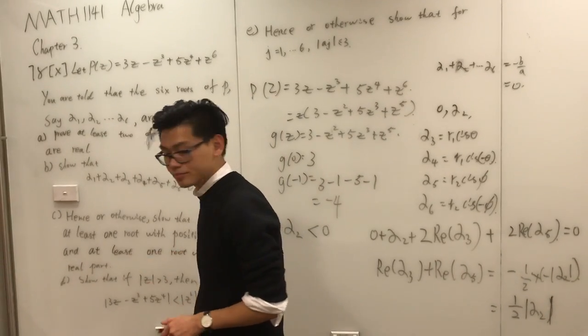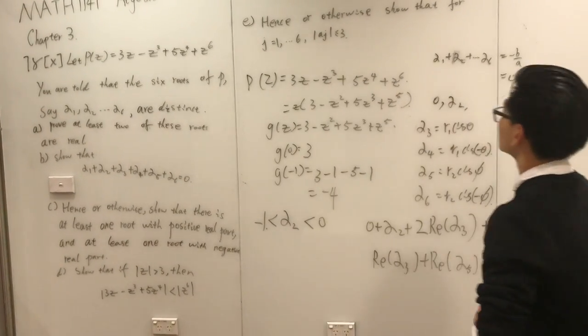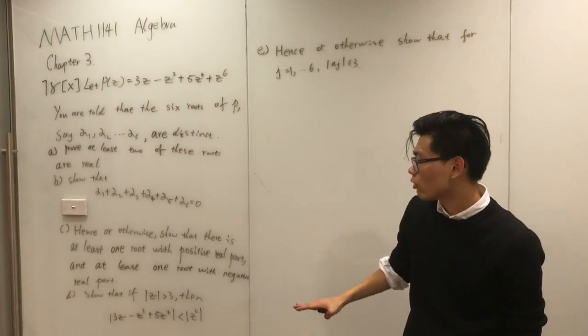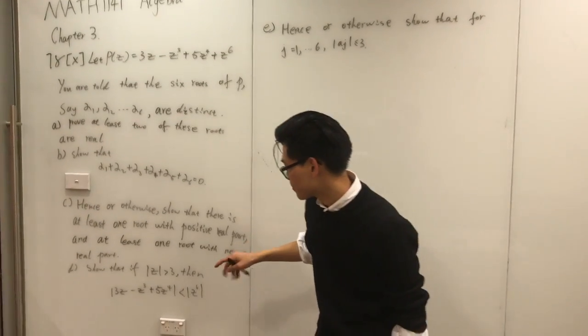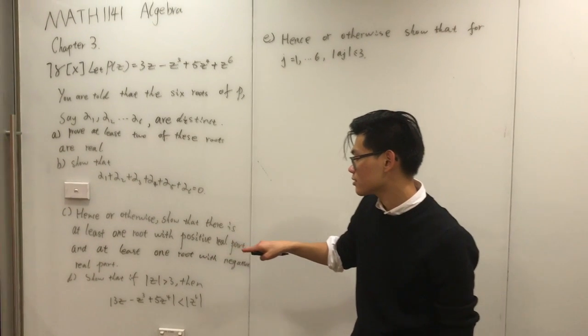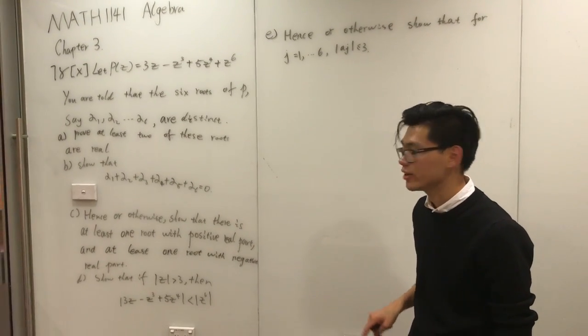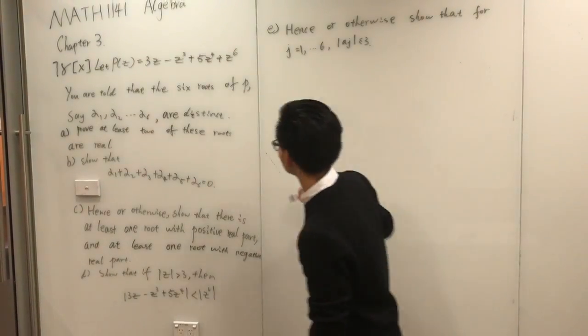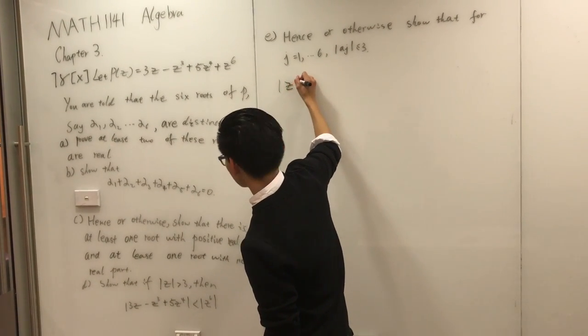How about part D? So now let's look at part D. Show that if z is bigger than 3, then 3z minus z³ plus 5z⁴ is less than z⁶. Alright, just write it down first.